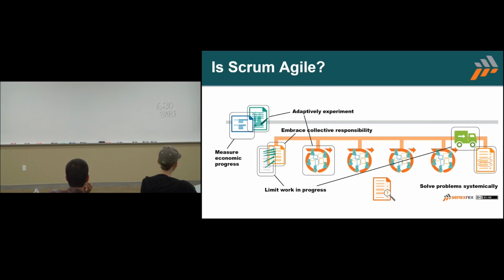So we measure economic progress as I suggested. So we have like a spreadsheet, or you write it on a board or something like that. And then we adaptively experiment. So we decide on an experiment that we're going to produce. And this experiment, it turns out, has sprint planning, a daily Scrum, and then sprint review, and we ship. So that's a classic Scrum process.